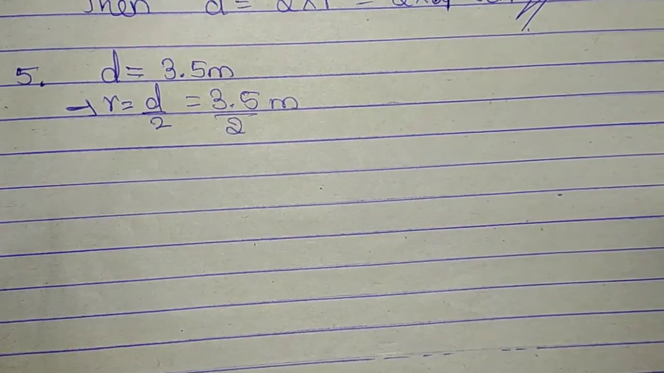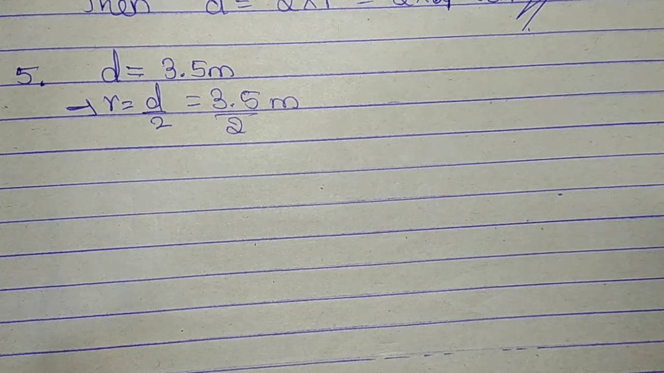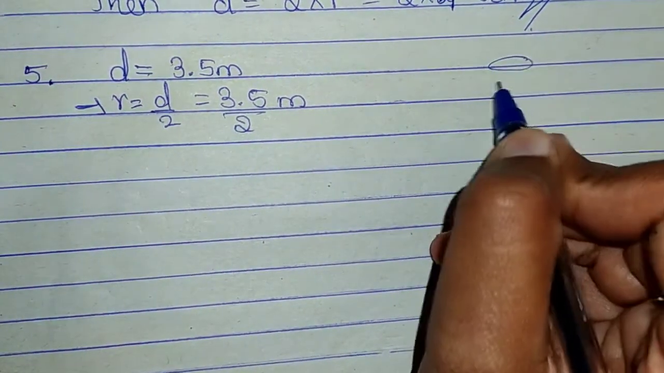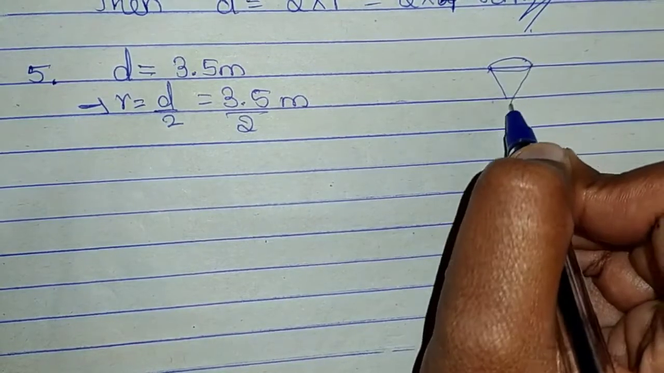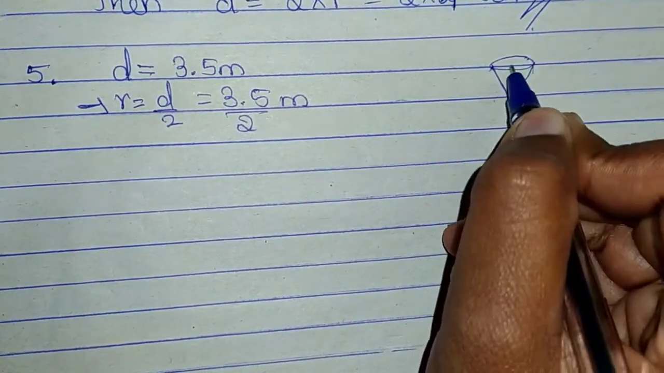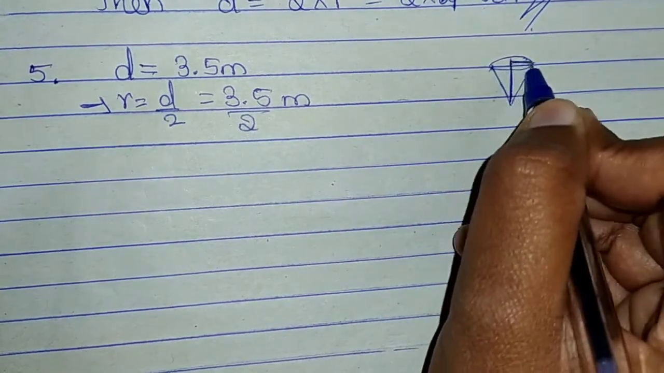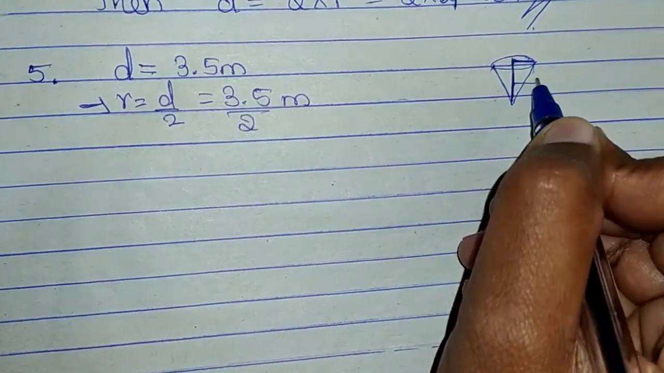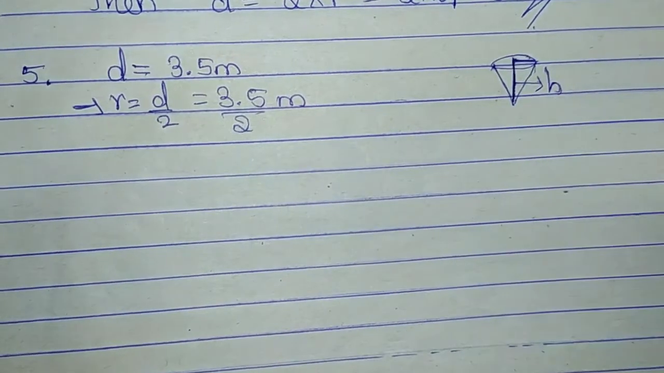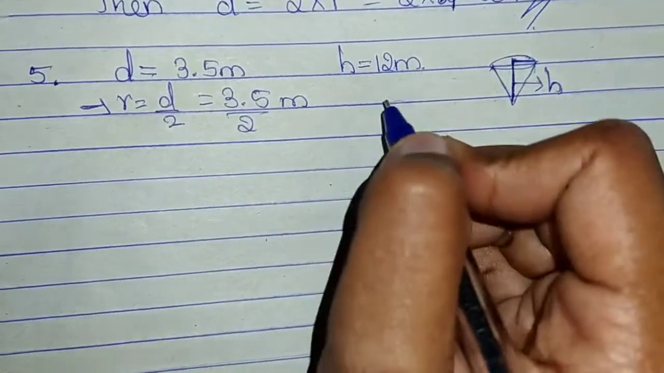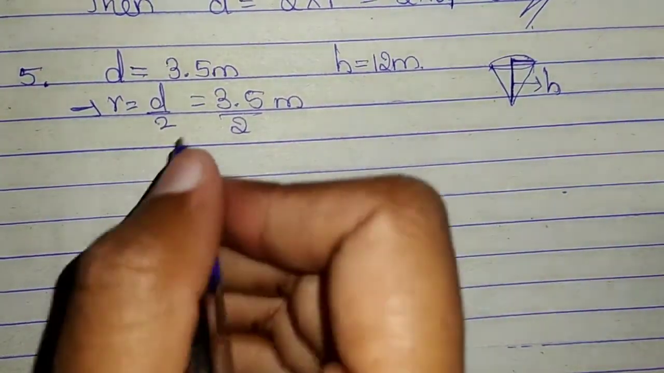So then we have height, or they have told us that the conical pit of top diameter 3.5 meters is 12 meters deep. So if this is the pit, of the shape of a cone, then this distance will be its height or the depth. This is the depth, and depth is nothing but the height of that pit. So h is equal to 12 meters. So what is the capacity in kiloliters?